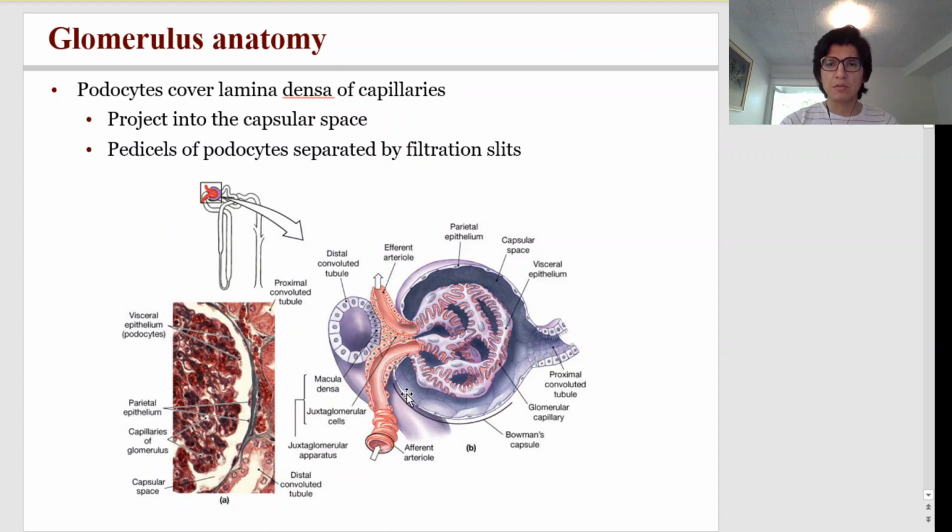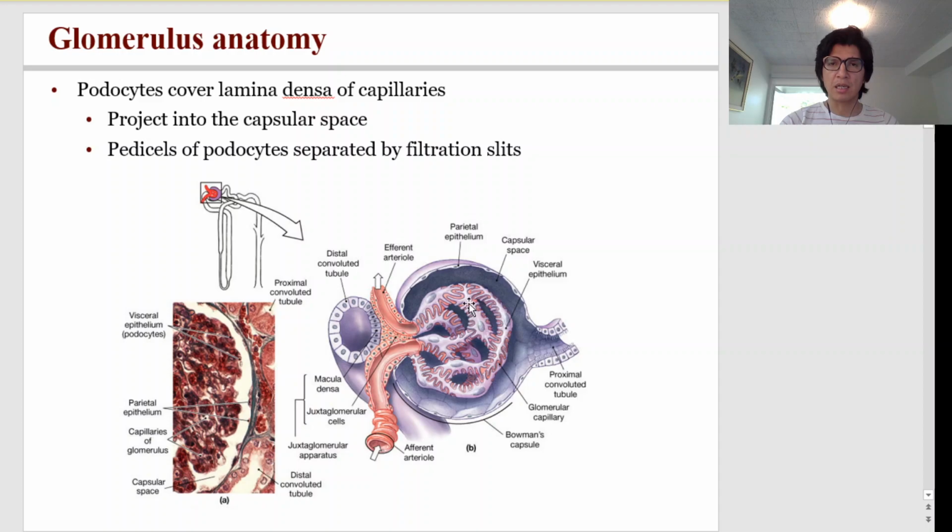I want you to focus on this, the capsular space. Eventually, this is where the filtrate is being created. So this is where, if under enough pressure, fluids are going to leave this capillary, aided by the podocytes.